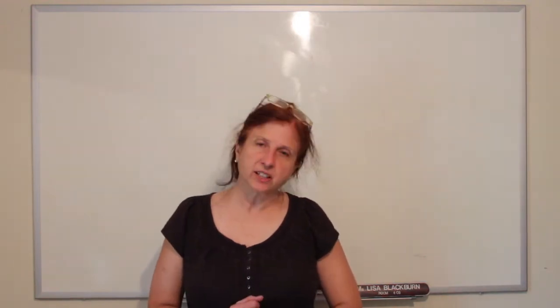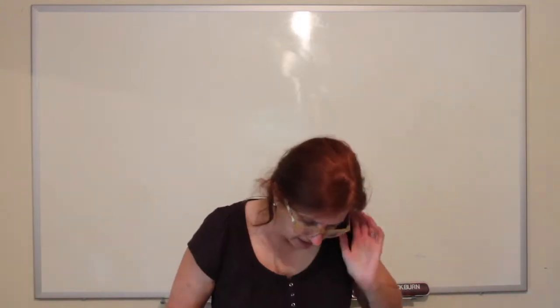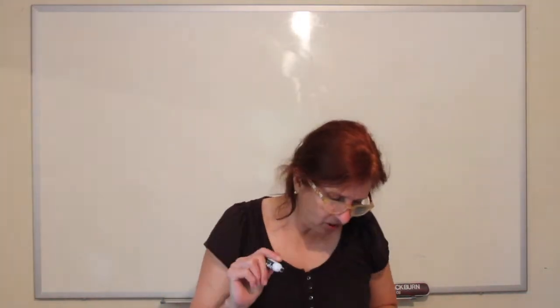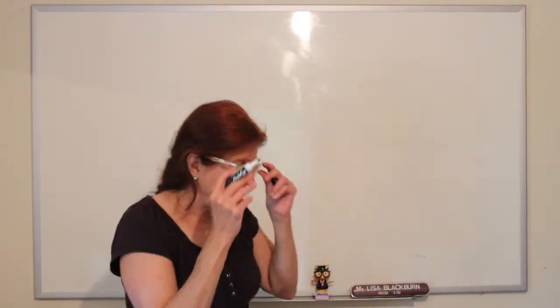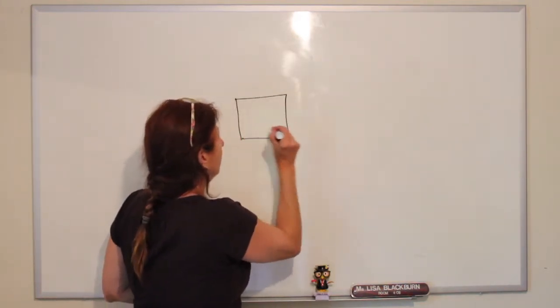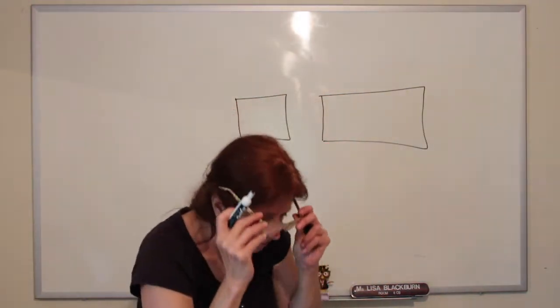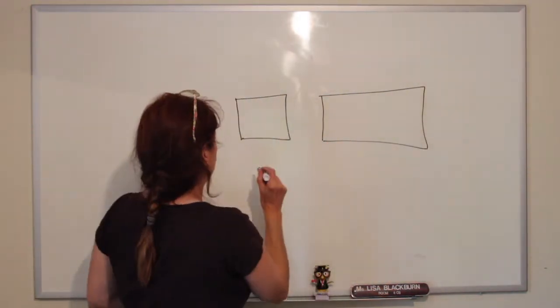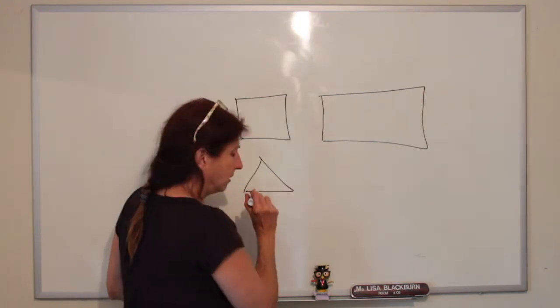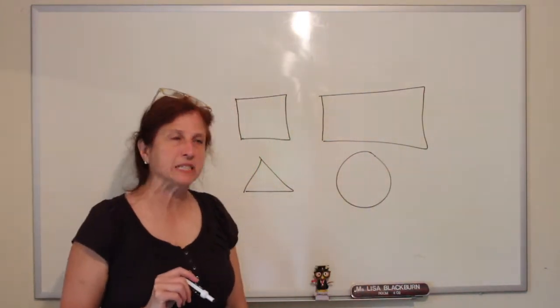Alright, so first, look in the green box. Remember, the green boxes are what's important. On page 51, you get the definition of a square, rectangle, triangle, and circle. Let me draw my square. Rectangle, triangle, and circle. Learning those shapes, okay?